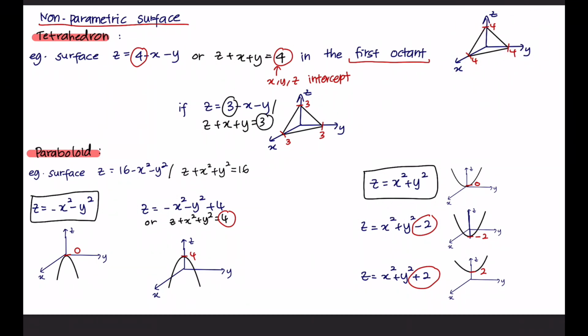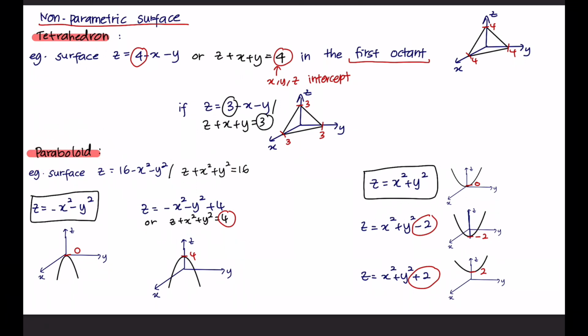This is 4. If the surface is given by this equation, z equal to 3 minus x minus y, the x, y, z intercept is 3. If the surface is given by z equal to 16 minus x square minus y square, or when you move in front, you will get z plus x square plus y square equal to some constant, this is referred to as paraboloid. The surface is a paraboloid.